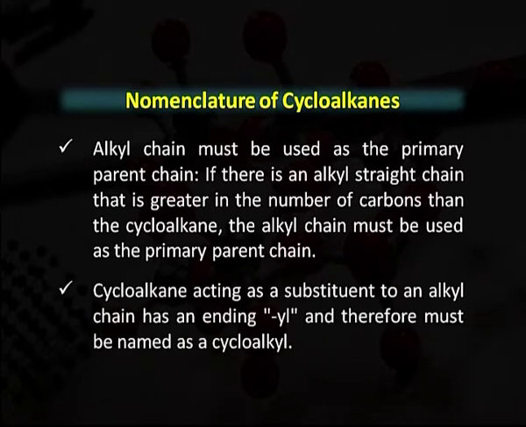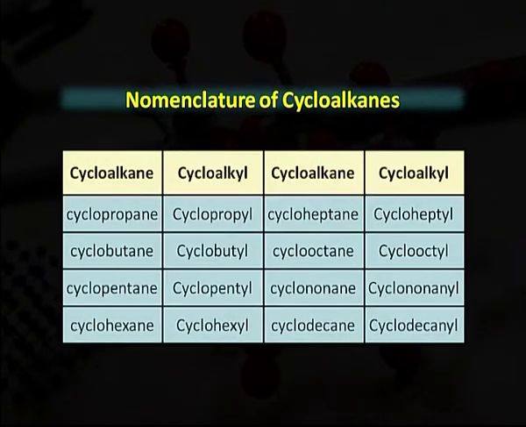Cycloalkanes acting as a substituent to an alkyl chain end with -yl. As we have seen, alkanes use the suffix -ane, and in cycloalkanes we use -yl as the suffix, and therefore they must be named as cycloalkyl. This will be clear in this table.